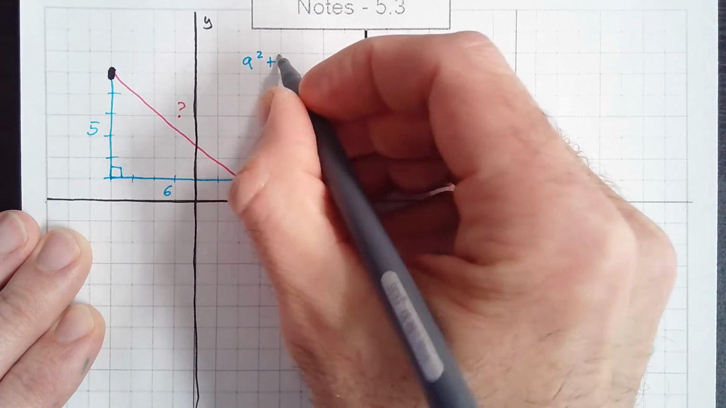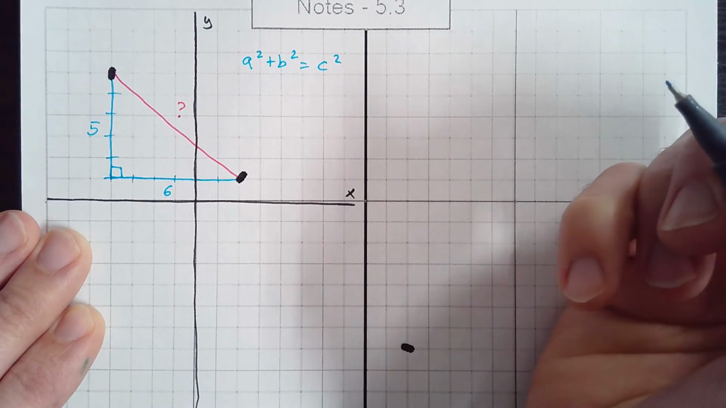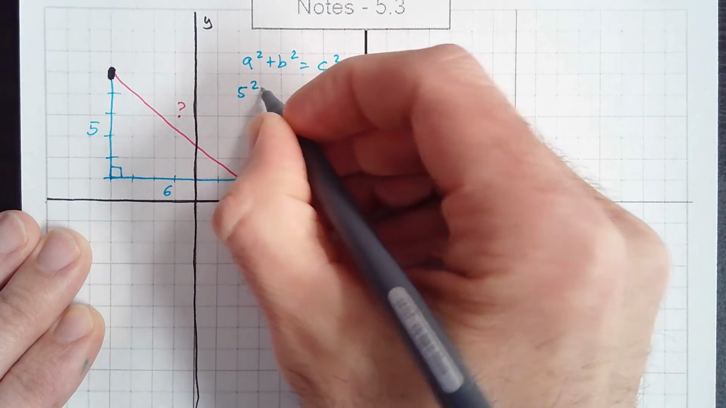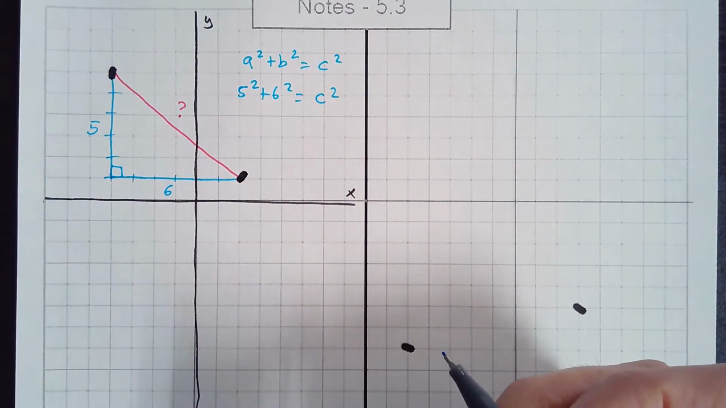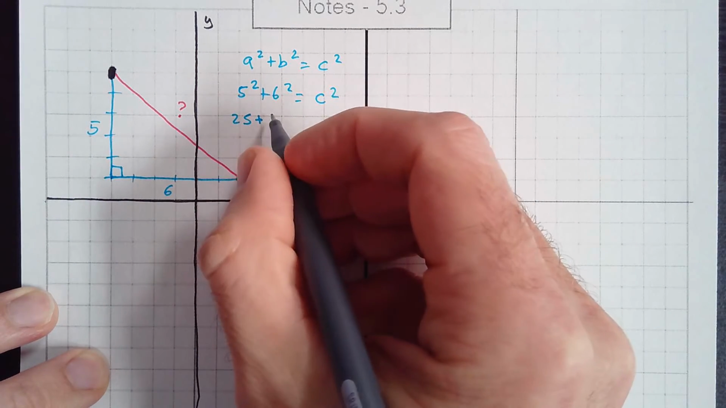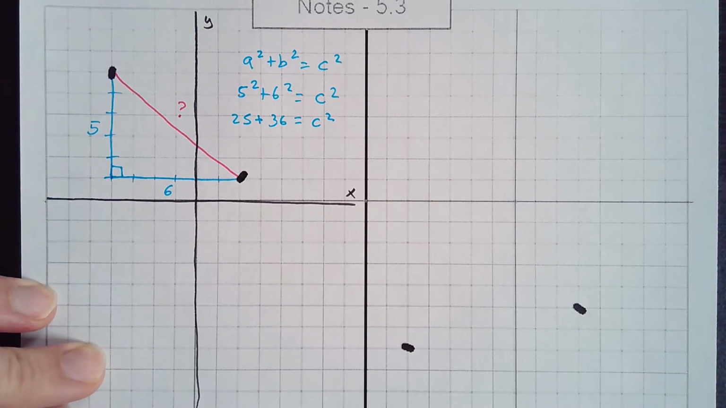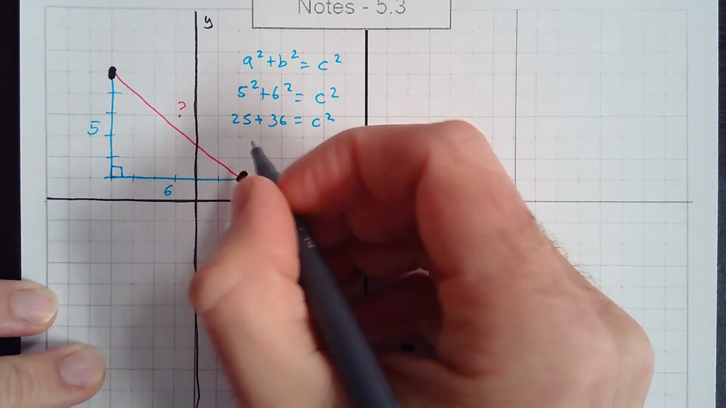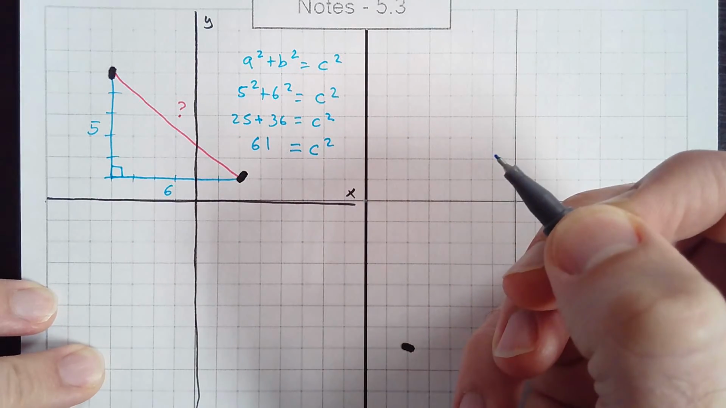Now we'll use our Pythagorean theorem. A squared plus B squared equals C squared. So plug in our values. 5 squared plus 6 squared equals C squared. And then start to simplify it. 5 squared is 25, plus 6 squared is 36, equals C squared. And then 25 plus 36, let's see, that's 61, equals C squared.